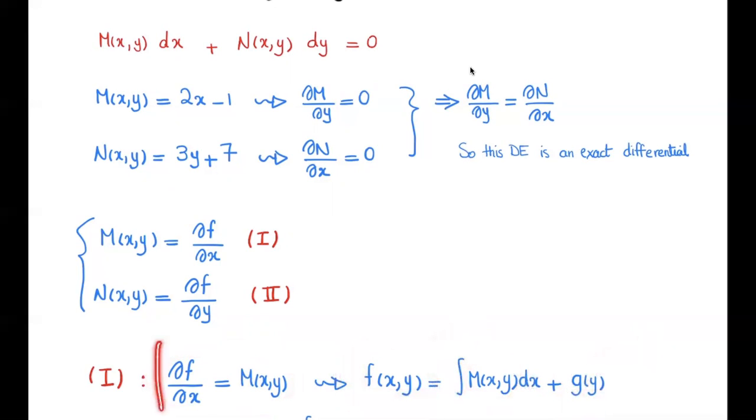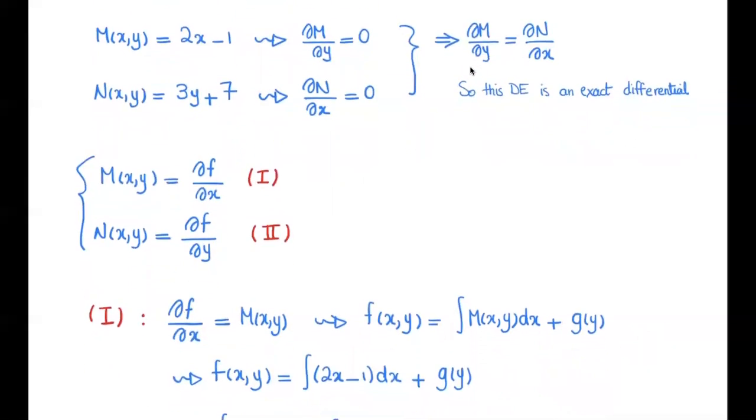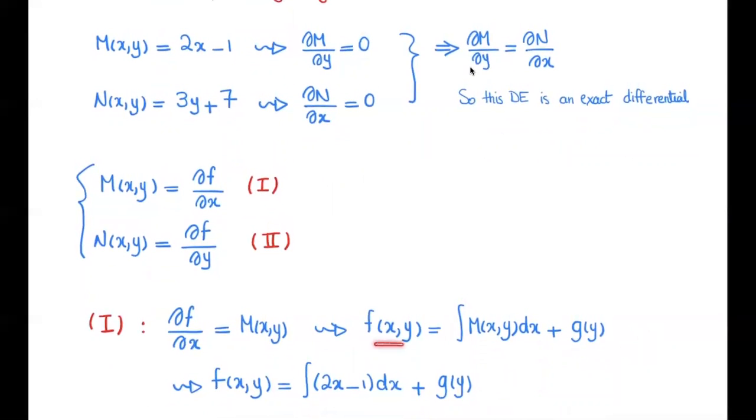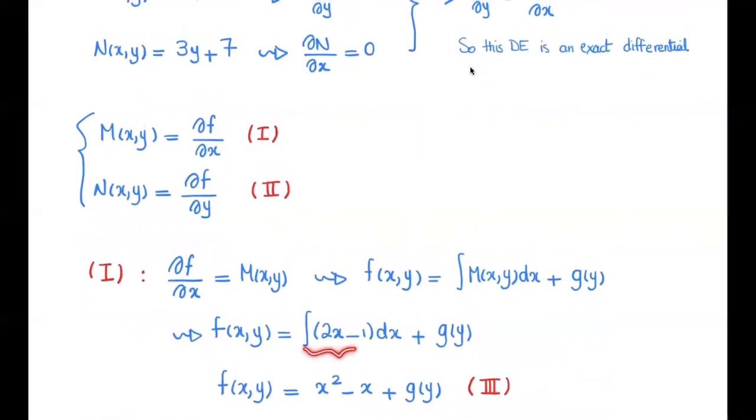So since we have M, we can find f of x and y based on these constants. So f of x and y is the integral of M dx plus g, where M of x and y is given here. It's in the problem. It's 2x minus 1. This integration is trivial to obtain. And also we have g(y) as the constant of integration.